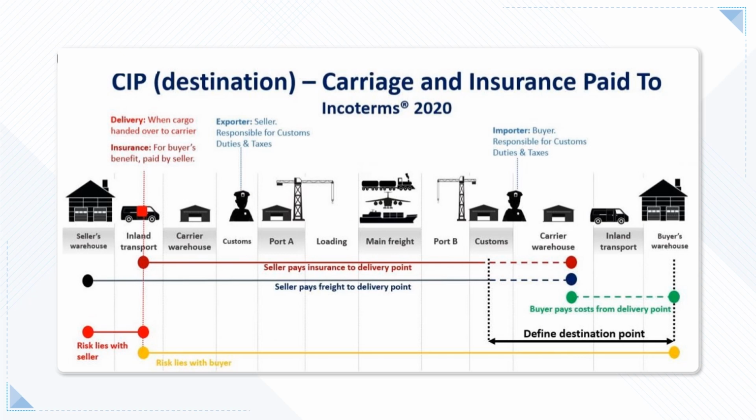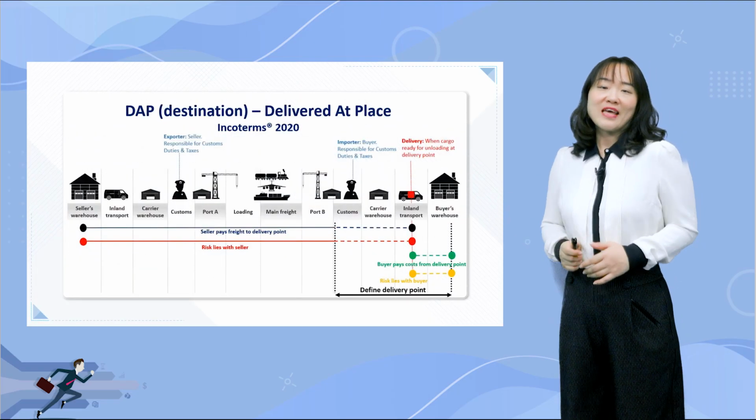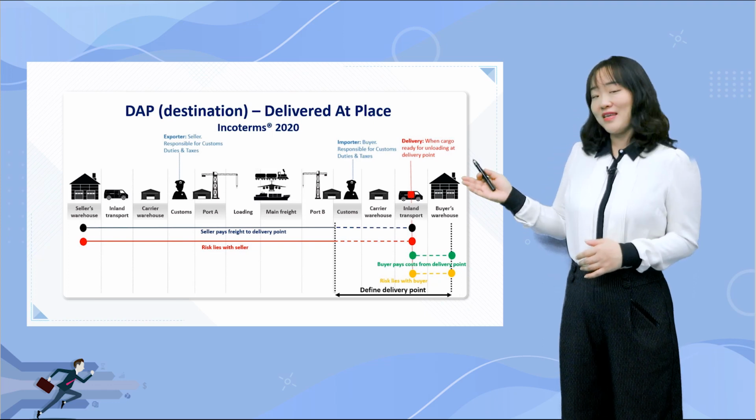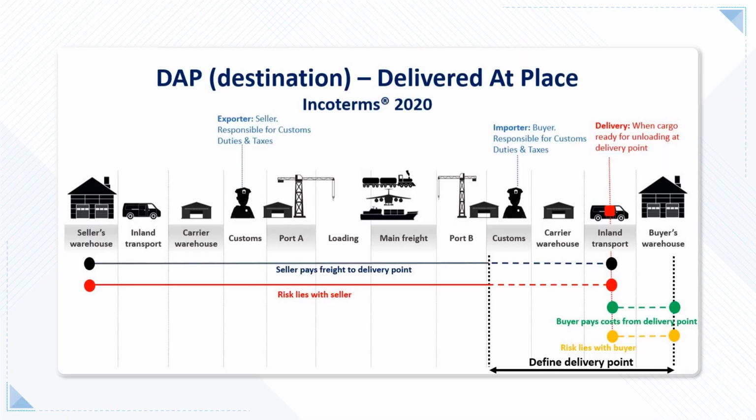at different points. Group D rules can be used for any mode or modes of transportation. DAP, delivered at a place. In DAP term, the seller delivers when the goods are placed at the disposal of the buyer on the arriving means of transport ready for unloading at the named place of destination. The risk passes from seller to buyer from the point of destination mentioned in the contract of delivery. After that, the buyer will take responsibility for unloading the goods.